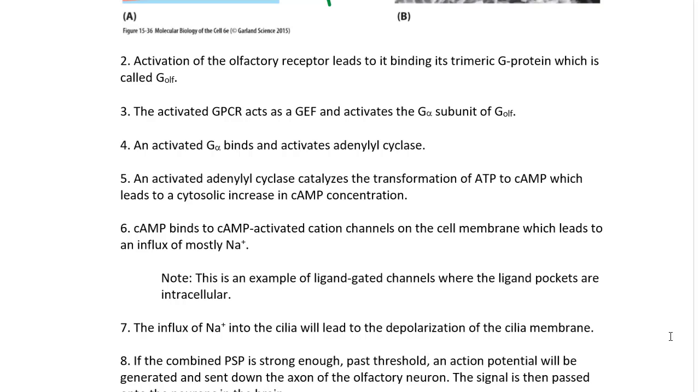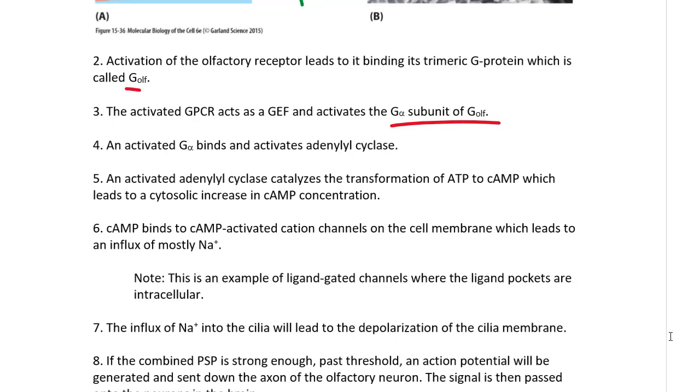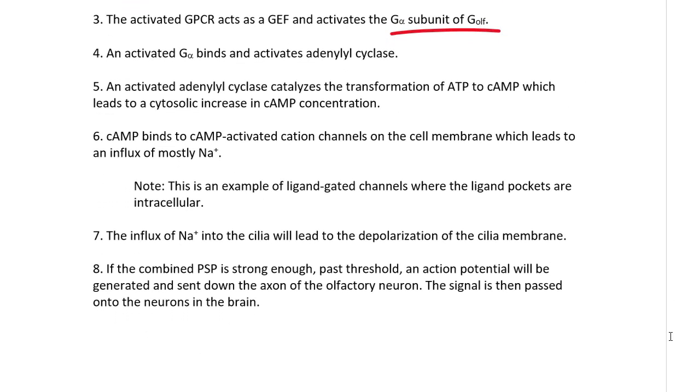Activation of the olfactory receptor, meaning the binding of whatever molecule that you're going to be smelling, leads to it binding its trimeric G protein, which is called G-olf. The activated G protein coupled receptor acts as a GEF and activates a G-alpha subunit of G-olf. An activated G-alpha binds and activates adenylyl cyclase. An activated adenylyl cyclase catalyzes a transformation of ATP to cyclic AMP, which leads to a cytosolic increase in cyclic AMP concentration.